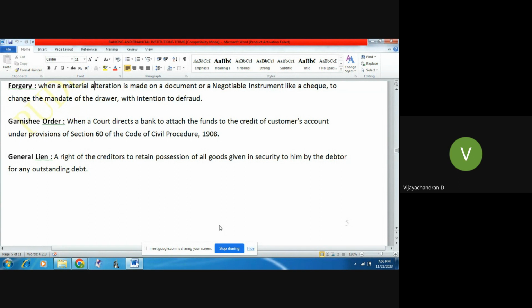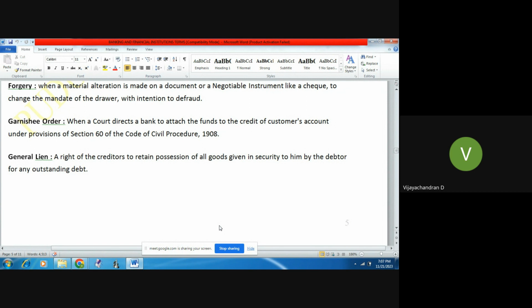The creditor has the right to stop your account, attach your account, so you can't operate your account. Suppose you are indebted to a person, and you are not paying the money within the due date, you are delaying the payment, or there is poor performance, what will be the right of the lender? The lender has a right to get the garnishee order.